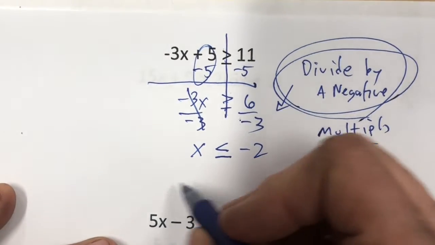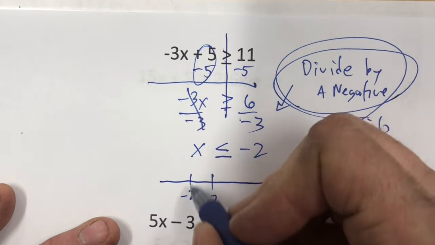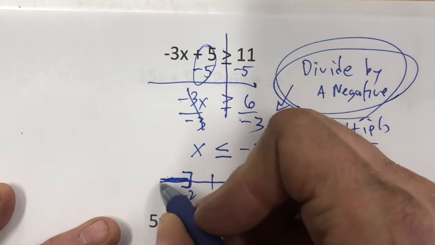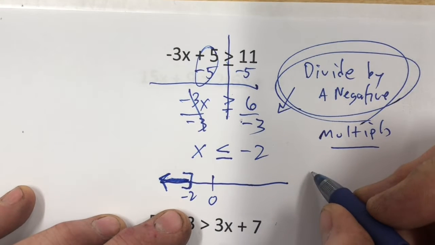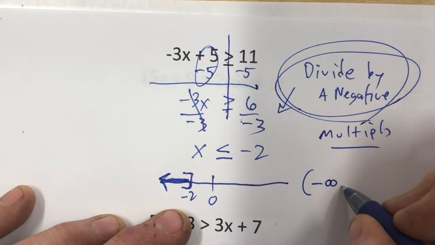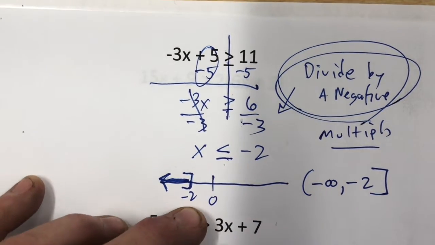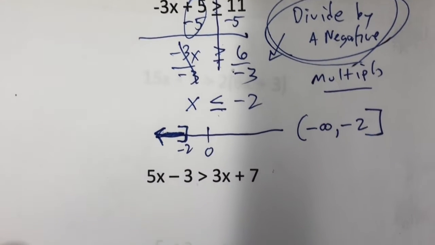So here's my inequality. Now if I draw the number line here, here's 0, here's -2. It's less than or equal to, so I'm going to have a bracket, and the arrow will be going this way. So there's what the graph would look like. And my interval, well, the lowest it could go is -infinity. The highest is -2, and I got the bracket because it's got the equal to line. So that's how I graph it and how I do the interval notation.